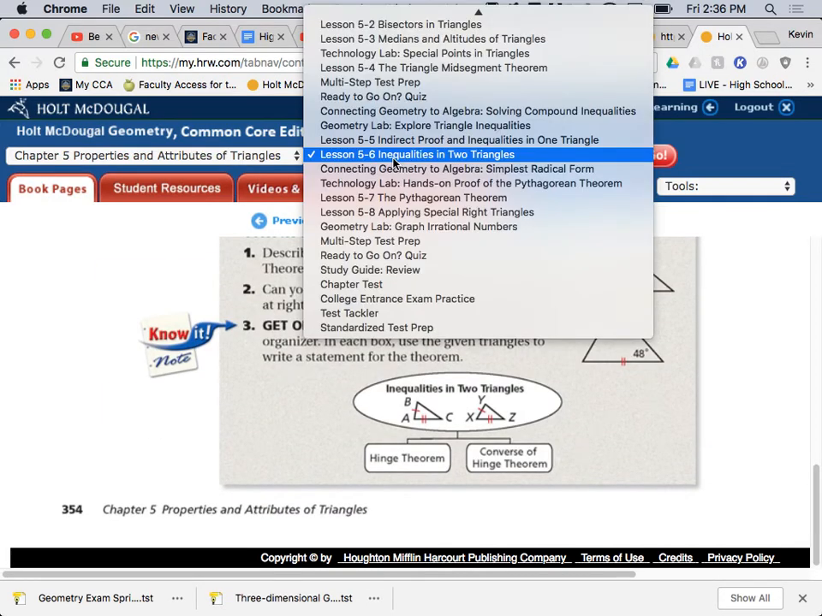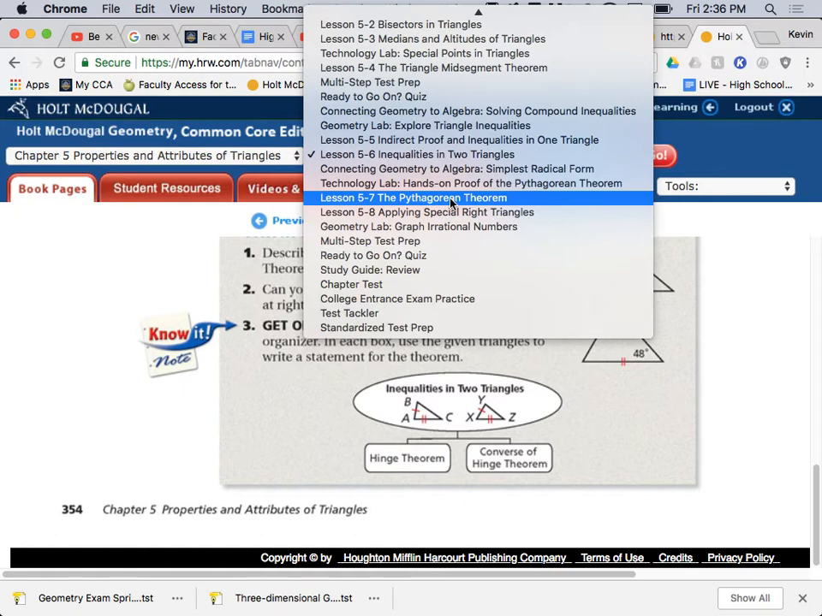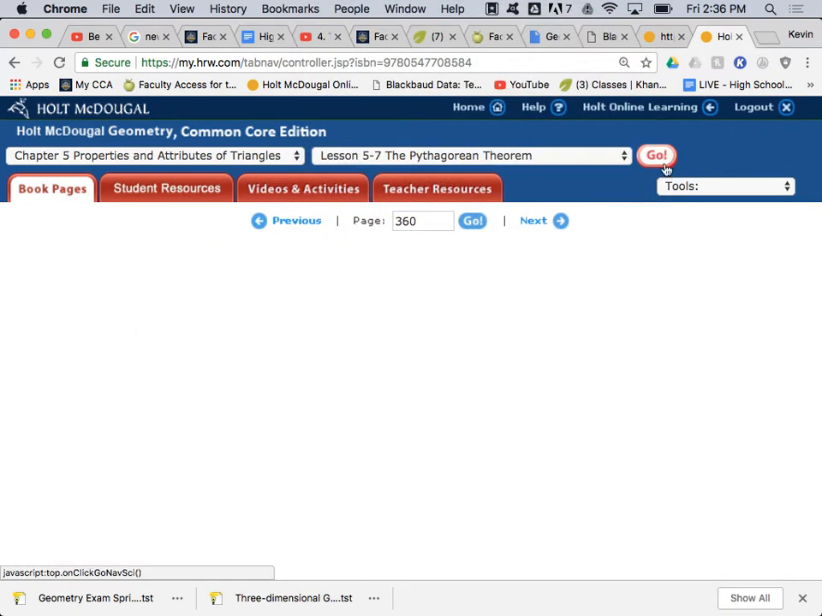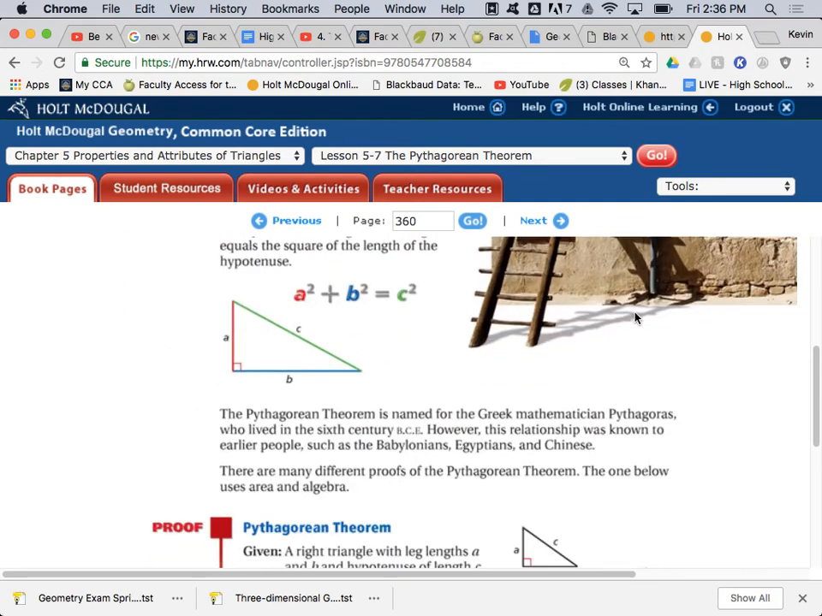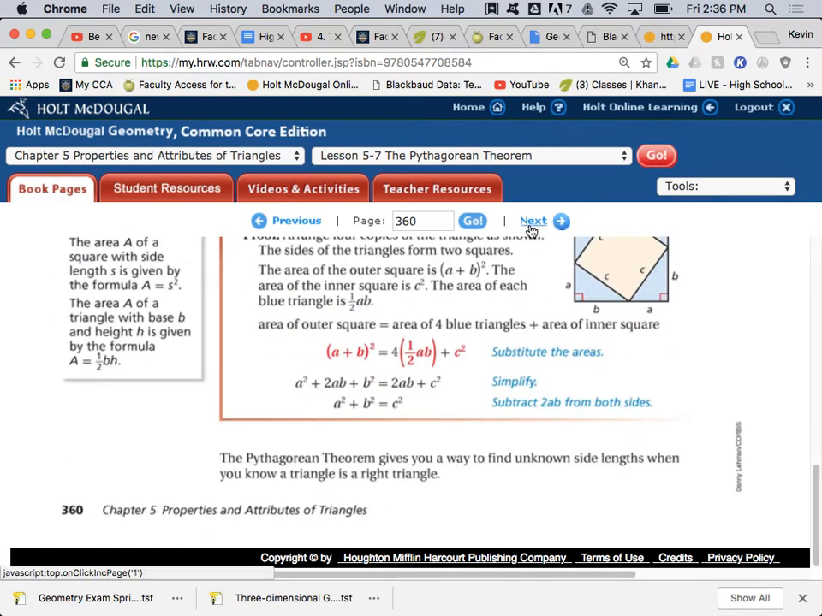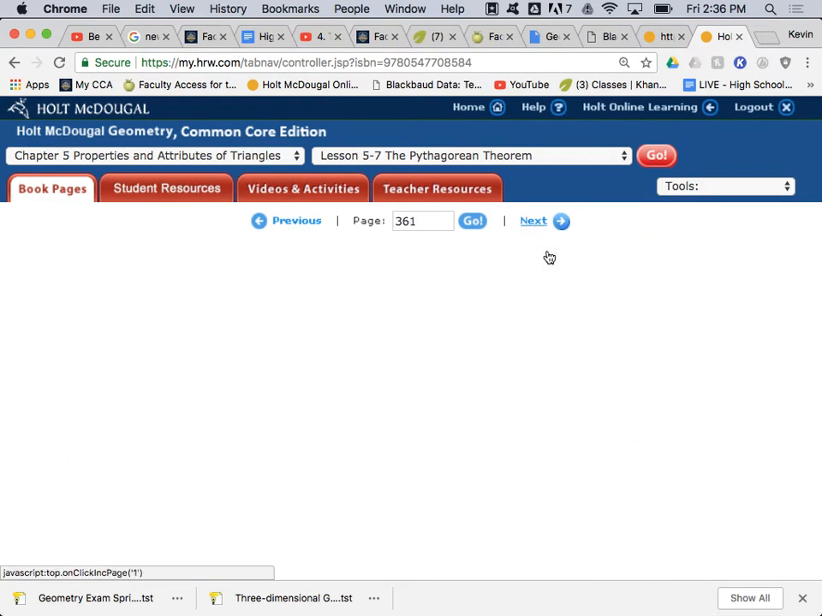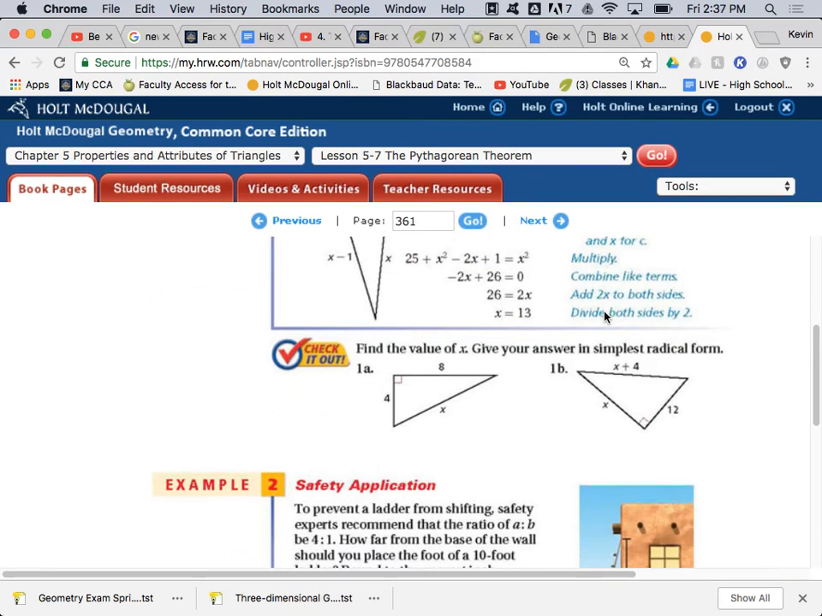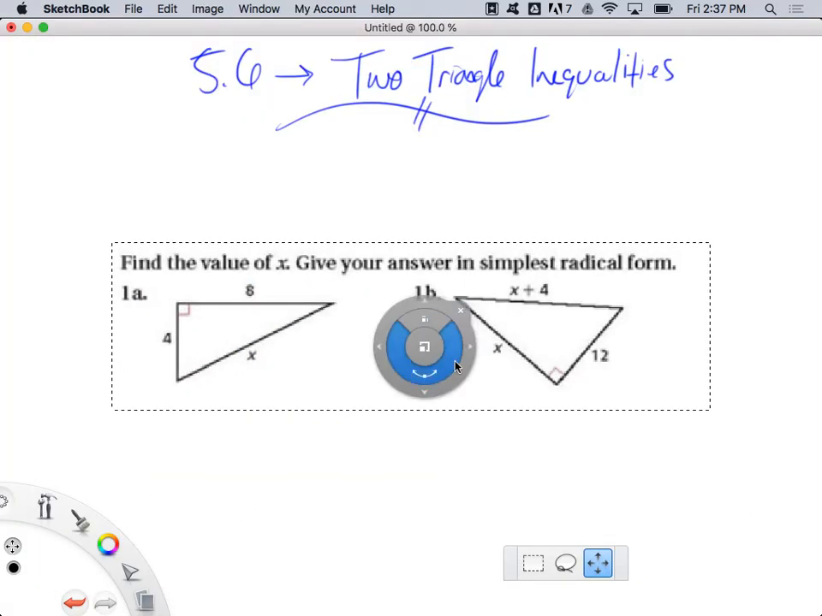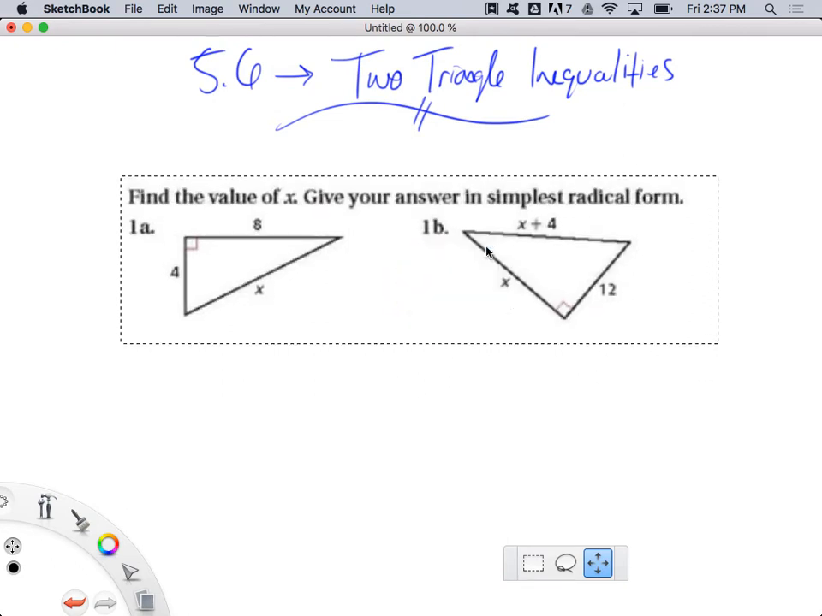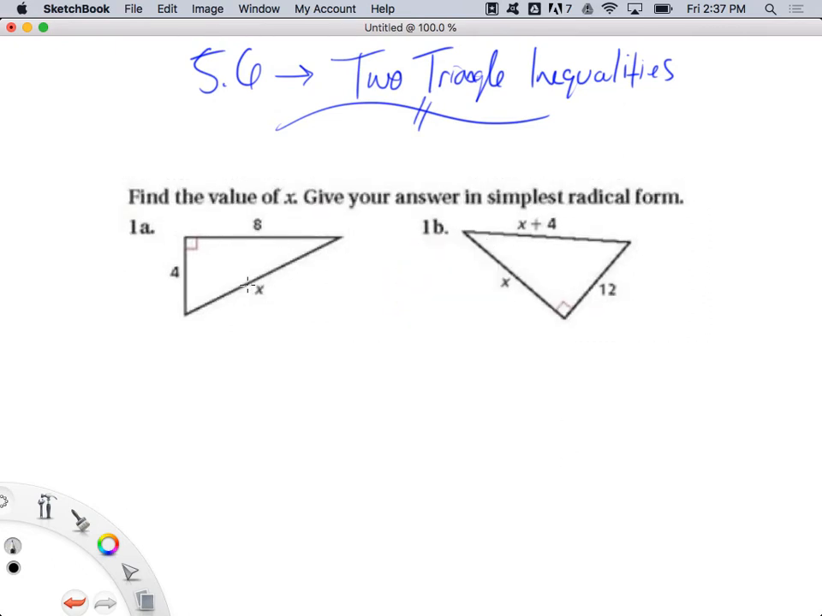Okay, that's that lesson. Now, the Pythagorean Theorem. You guys have used the Pythagorean Theorem many times before, so this should just be kind of simple for you at this point. Okay? Find the value of x. Okay? It says give your answer in simplest radical form. We're just going to do the first one here. Okay? How do I find x?